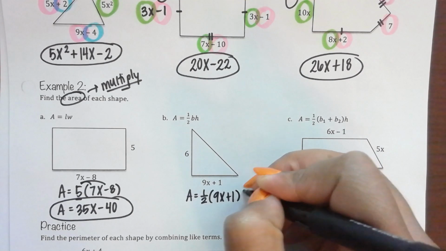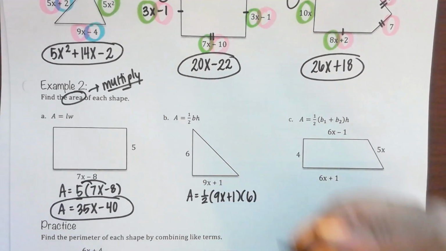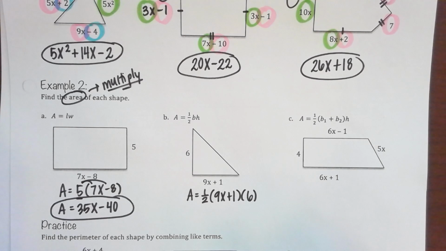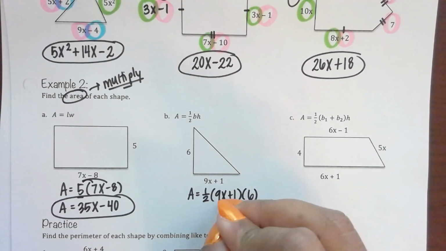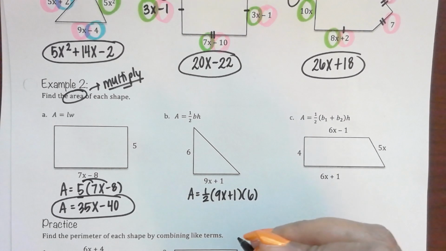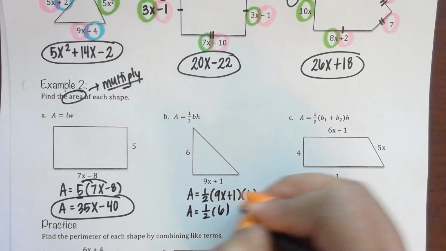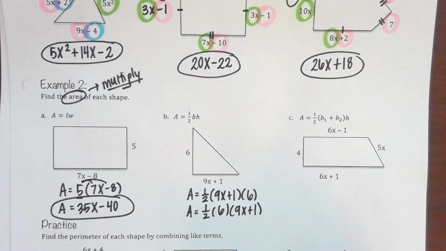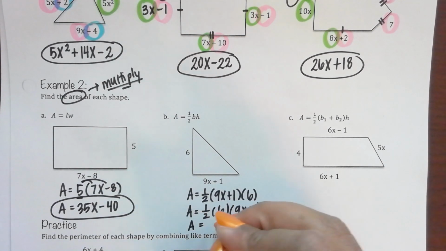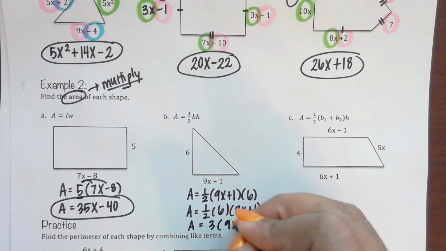And then 6, because that's the height. But here's how I'm going to do this. Do you think 1/2 is going to go evenly into 9 and 1? No. So I'm going to flip this around because is 6 an even number? This makes the most sense because what am I doing to this number when I multiply it by 1/2? I'm dividing it by 2 because that's the denominator. So what's 6 divided by 2? 3. So I end up having 3 times 9x plus 1.